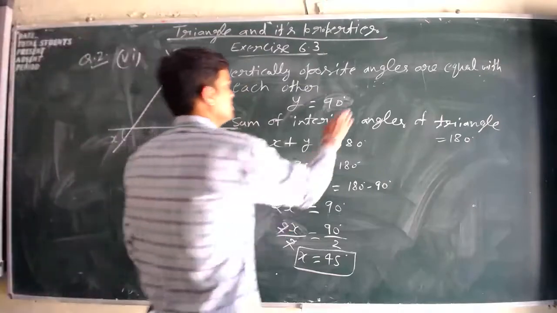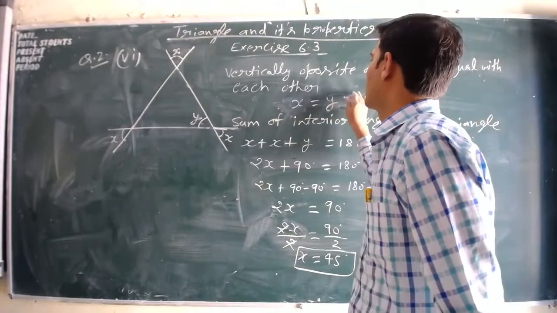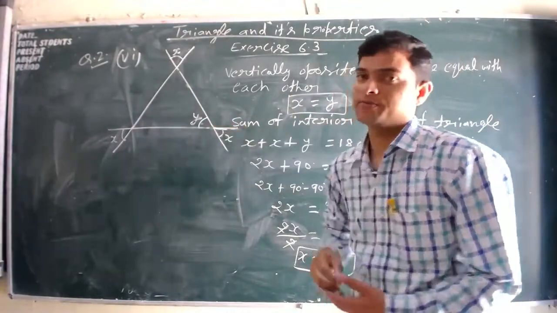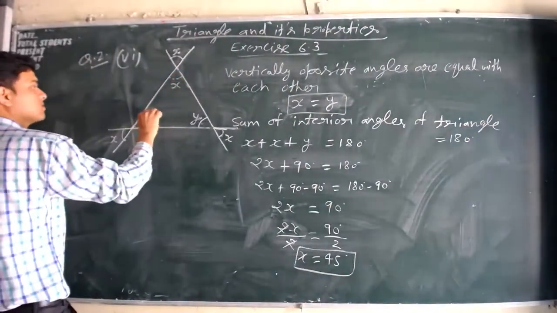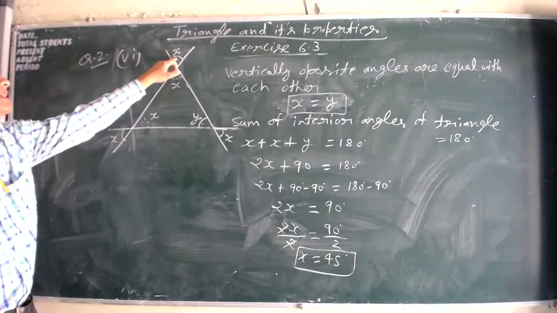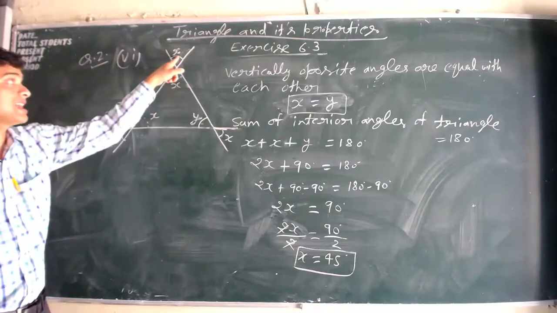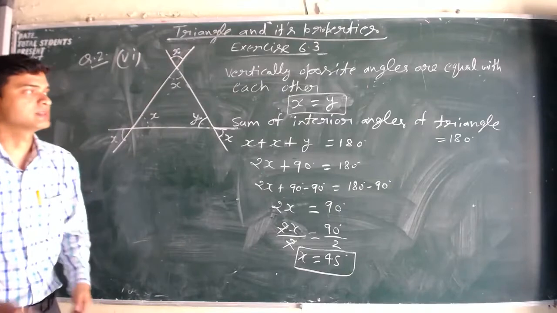Vertically opposite angles are equal with each other. x is equal to y. First equation is this: x is equal to y, and this angle is also equal to x, and this angle is also equal to x, according to vertically opposite angles. This angle is vertically opposite to this, and this angle is vertically opposite to this. So this is x, it is also x.